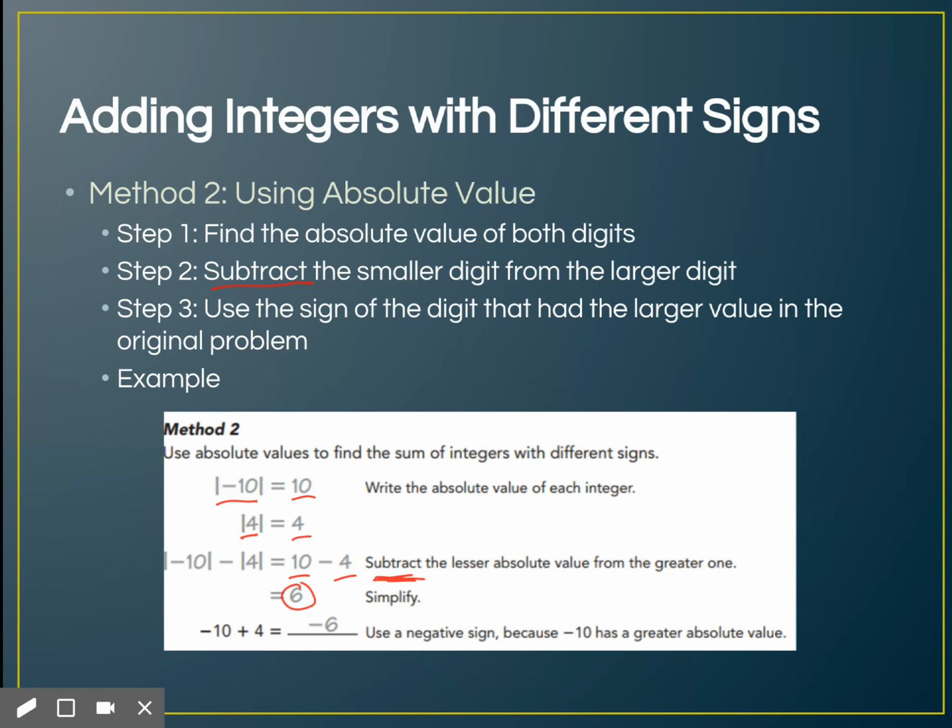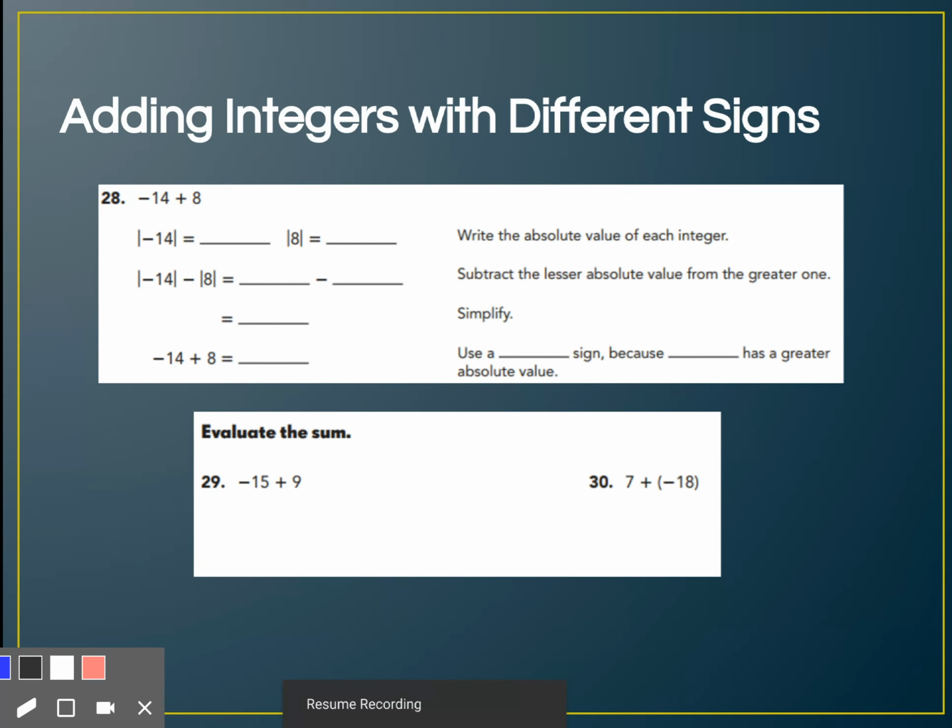So in the last step, we're going to go back and look at the original problem, negative 10 plus 4. Because our larger digit is negative, that means your answer will be negative. So we're always going to have to go back and look at our original problem to decide whether your answer is negative or positive. So let's look at number 28 using the absolute value method.